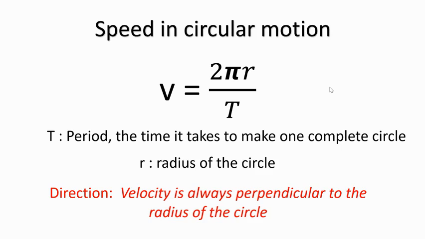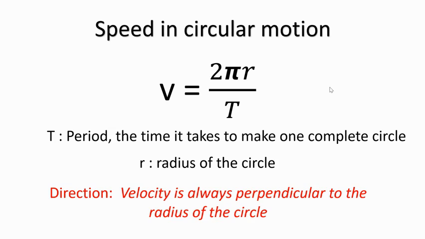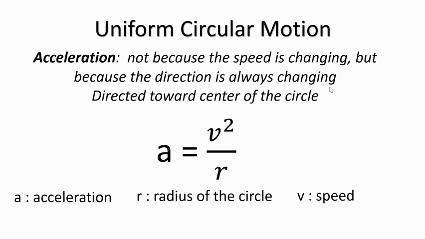Okay, so imagine you draw a line from where the object is to the very center of the circle. 90 degrees to that line is the direction of the velocity. Obviously that's always going to change because the thing keeps on moving, so the line perpendicular to the radius keeps on moving. And we'll see that in a little bit.